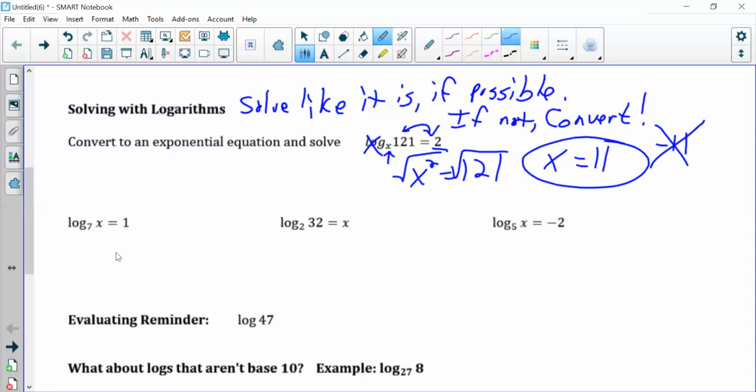Yeah, can't solve it that way. So let's change it to exponential form. Switch your places, log goes away, this becomes the exponent. So 7 to the first power equals x. Oh, hey, well, that's easy. X equals 7.